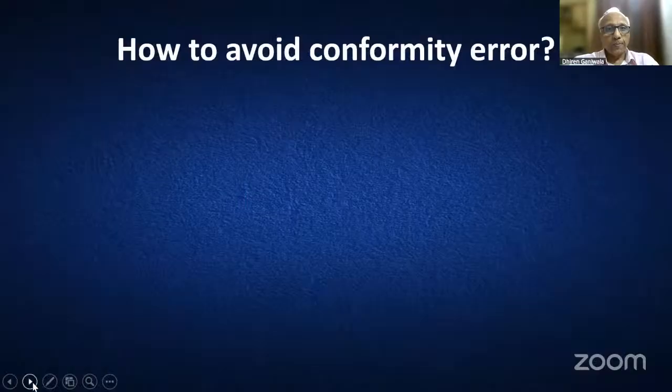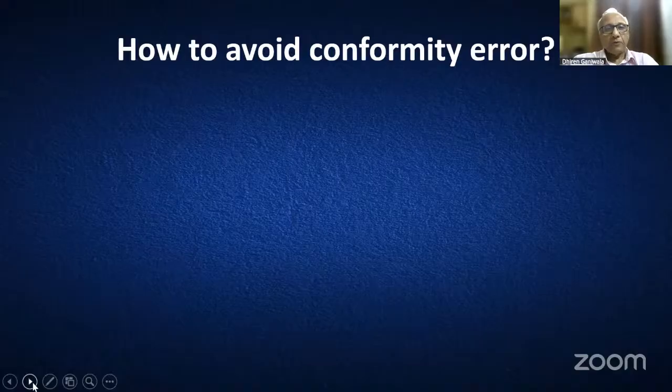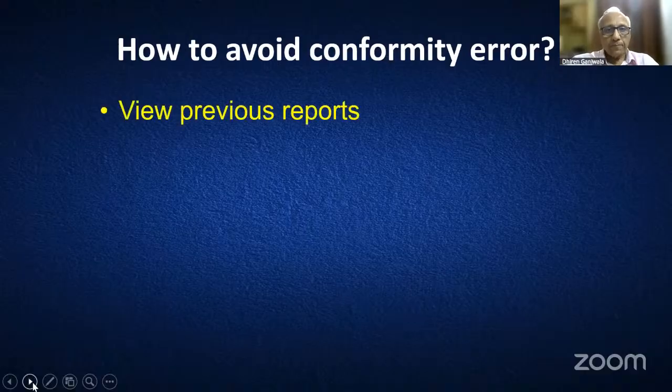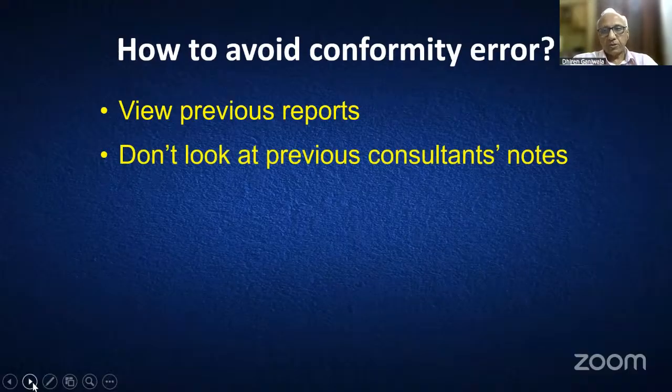And to avoid this conformity bias, whenever a patient comes to me for an expert opinion, and he has consulted 3 or 4 other surgeons, I look at all the previous reports. I look at all the blood reports, all the x-rays, all the investigations which is with them. But I don't look at the previous consultant notes. Because the moment I look at that, there is a possibility that I may become a victim of conformity error.